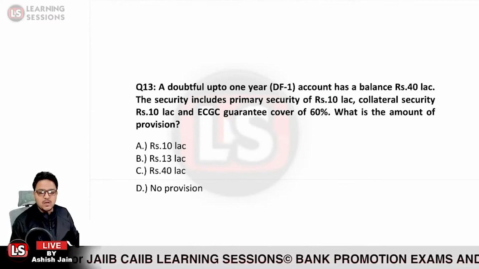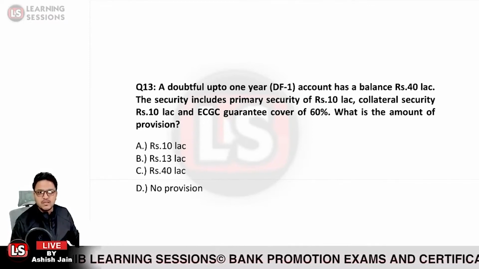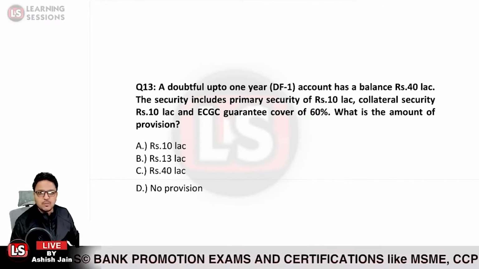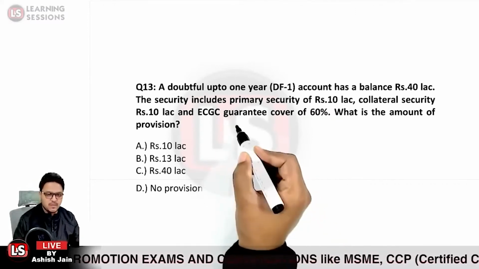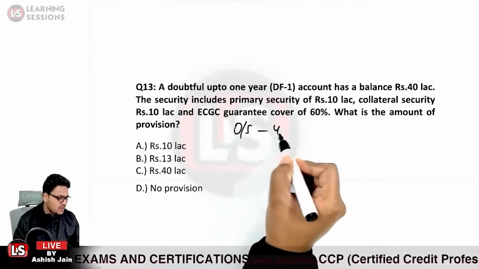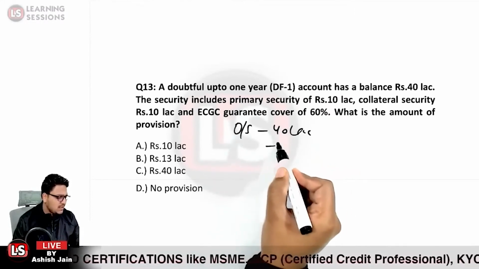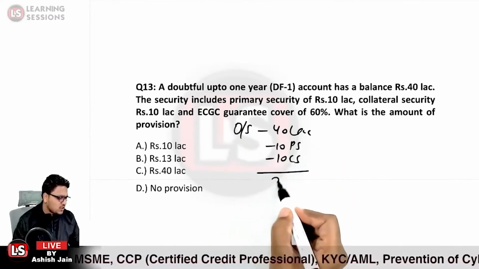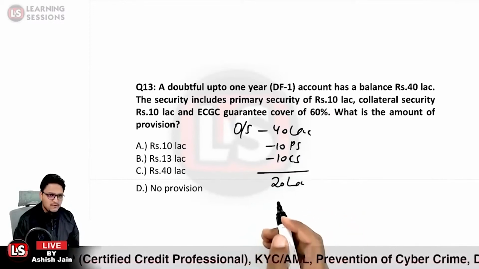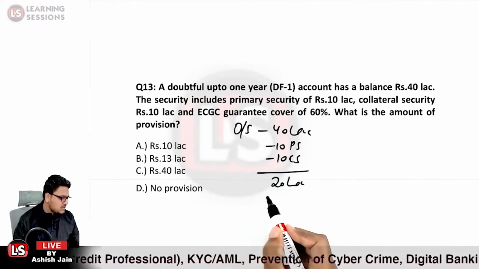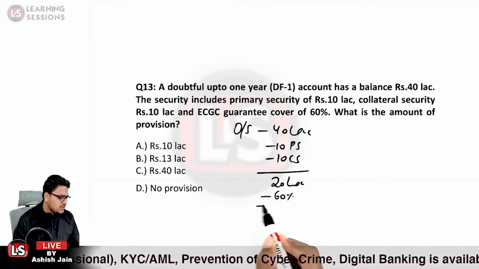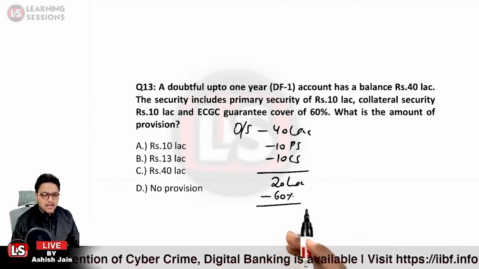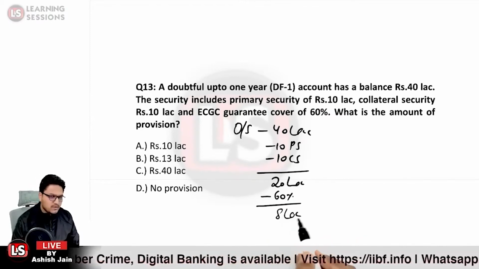A doubtful up to 1 year account has a balance of rupees 40 lakh. The security includes primary security of 10 lakh rupees, collateral security of 10 lakh rupees, and ECGC guarantee of 60% is available. So the outstanding balance is 40 lakh rupees, and out of this 10 lakh of primary security is available, and a further 10 lakh of collateral security is available. So the shortfall in the security is 20 lakh rupees, and we have the ECGC guarantee cover of 60%. So 60% is the part for which provision is not to be created, and only for the 8 lakh rupees.